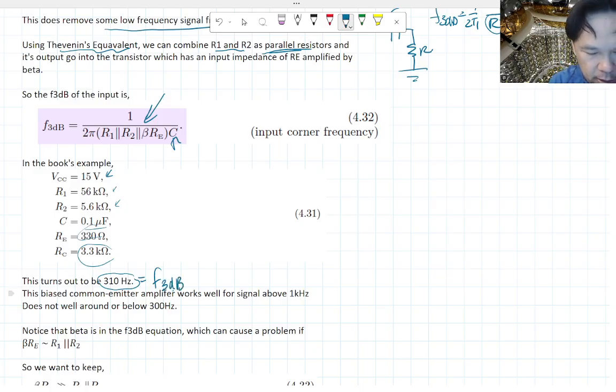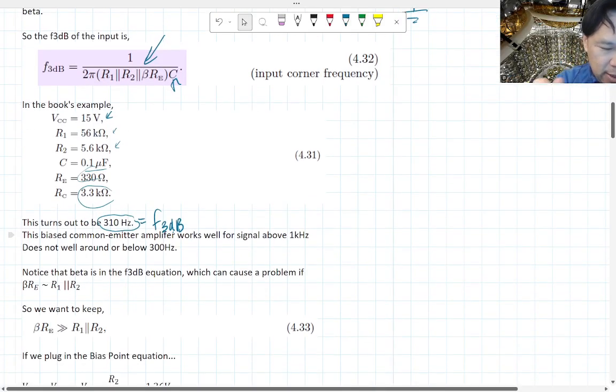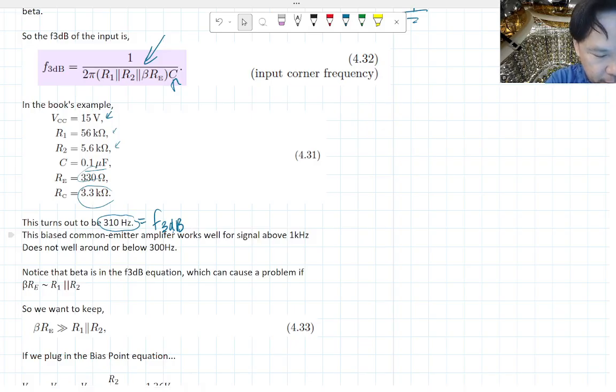So that means this common emitter amplifier works well if you're sending in signal above a kilohertz. But if you go down to about 300 hertz, it will start not amplifying your signal. So it actually both amplifies it and also filters it out because you're passing it through a low pass filter. Sorry, a high pass filter.